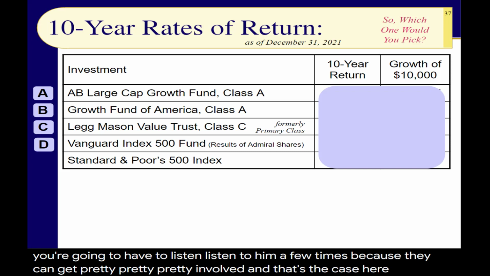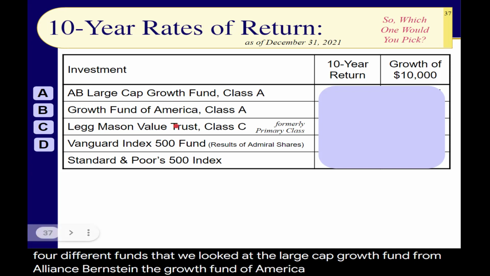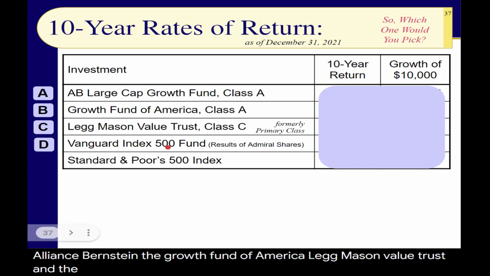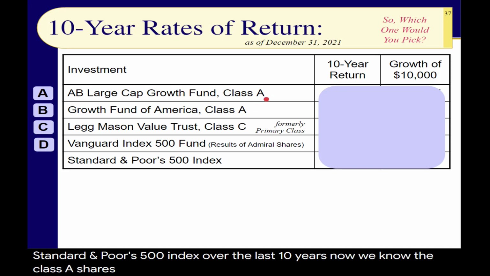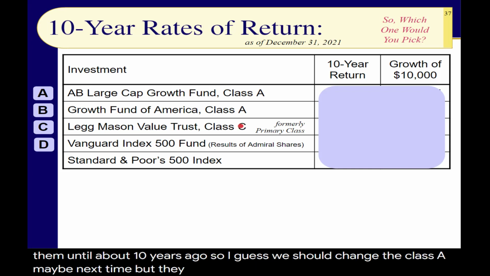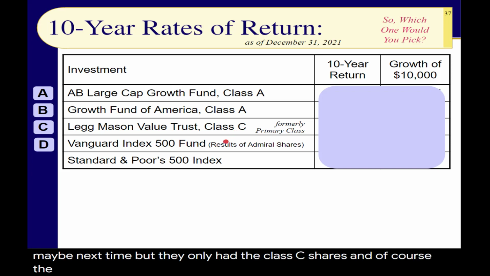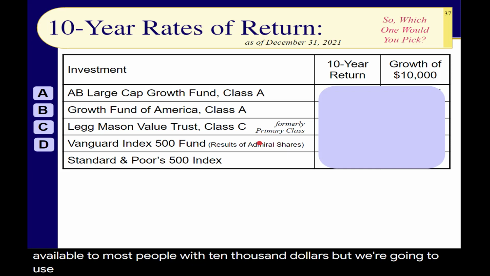So here we have the 4 different funds that we looked at: the Large Cap Growth Fund from AllianceBernstein, the Growth Fund of America, Legg Mason Value Trust, and the Index 500 Vanguard Fund. And compare that to the Standard & Poor's 500 Index over the last 10 years. Now we know that the Class A shares are the best deal. The Legg Mason Value Trust didn't have them until about 10 years ago, so I guess we should change to Class A maybe next time, but they only had the Class C shares. And of course, we're going to use the Admiral shares, even though they weren't available to most people with $10,000, but we're going to use the Admiral shares anyway.